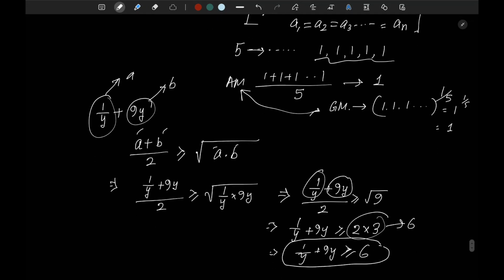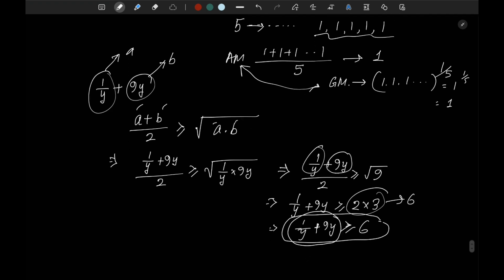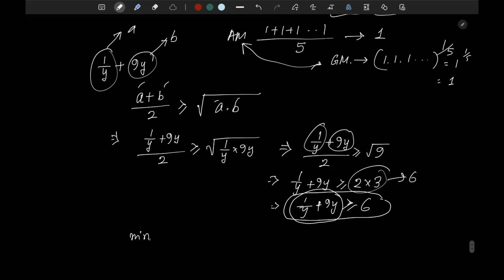Okay, so we have the final value of the expression. This expression has to be greater than or equal to 6. That means the minimum value of this expression is 6, and that is the answer to this particular question.